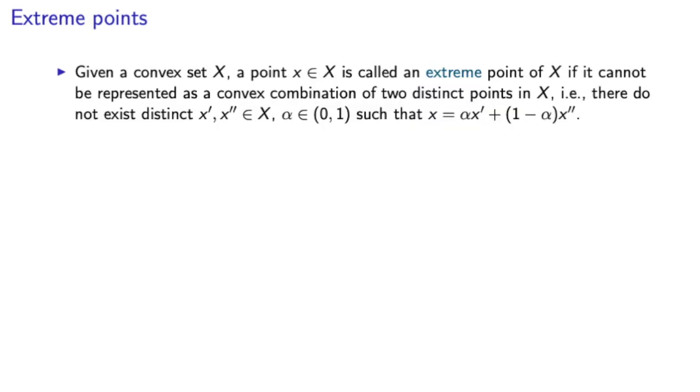Next, we introduce another very important concept, the concept of an extreme point. For a convex set, a point X is called extreme if it cannot be represented as a convex combination of 2 distinct points in X, meaning that there is no pair of points x1 prime and x2 prime both belonging to X, such that X is a convex combination of these 2 points. So essentially the point X is called extreme if it cannot belong to the interior of a line segment between any 2 points from our set.